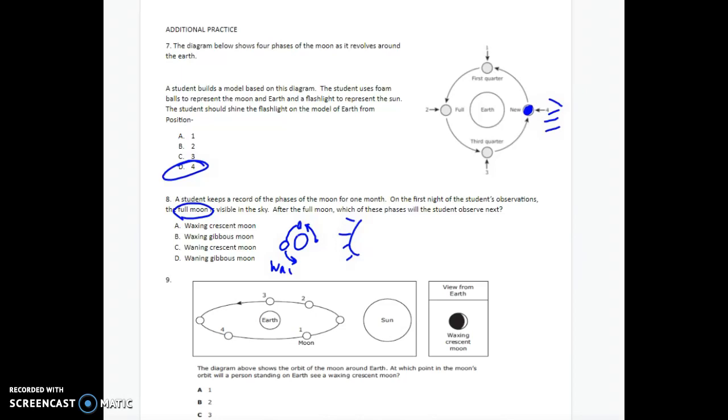It is going to be a waning moon, because it is going to start shrinking, and it is going to start with the waning gibbous. So D would be our answer. Waning gibbous moon. It is shrinking, and it's going to be more than half lit, but less than full.